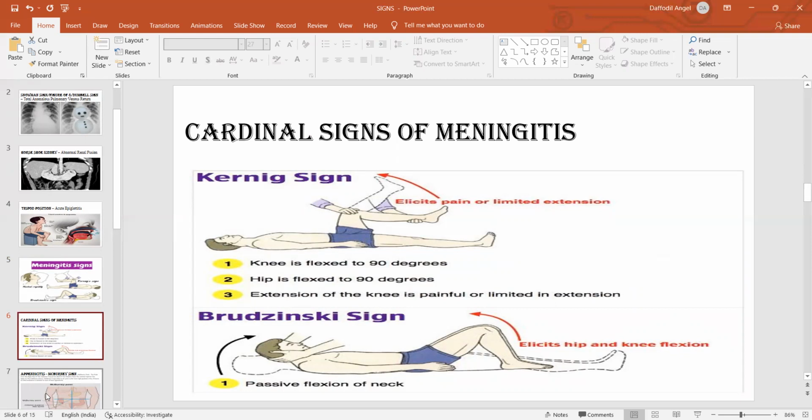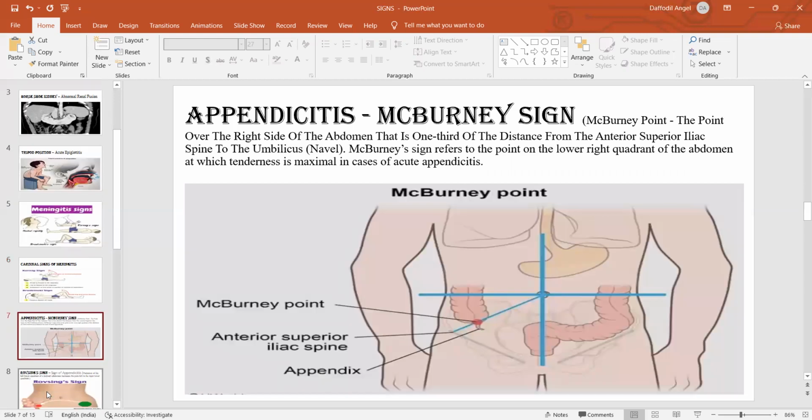And the next is Brudzinski sign. Here we have to keep the child or the patient in the supine position and do passive flexion of the neck. At that time, the hip and knee flexion will automatically occur in the patient. So it indicates meningitis.